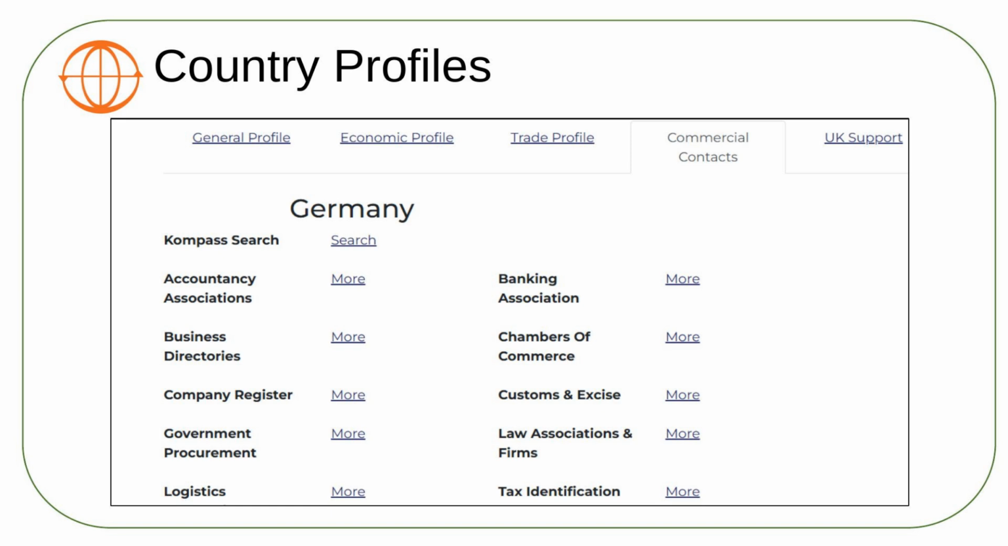Here we show the commercial contacts profile for Germany. This lists various resources which could help you. As I mentioned above, the resource shown covers all countries, not just Germany. Okay, I've reviewed organizations that could help you with introductions. Now let's get down to drawing up a target list of names.